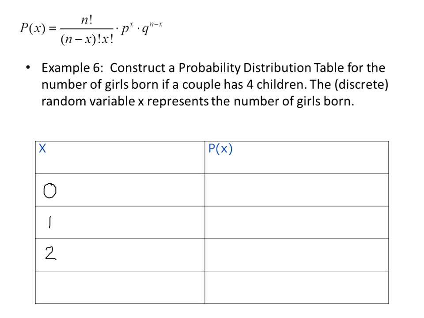I am missing a row here, so I'm going to fit it in there. So 3 girls and 4 girls.